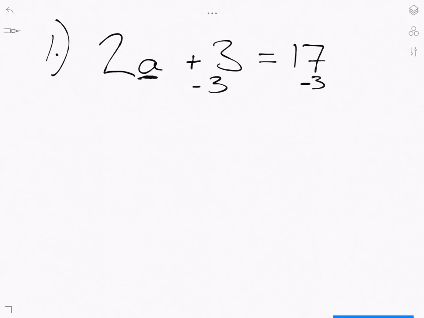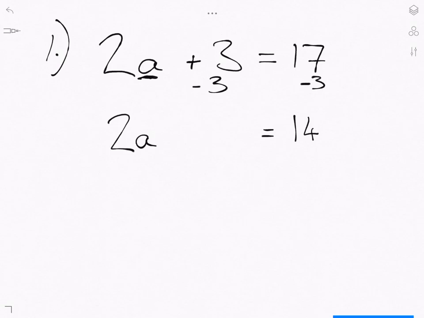Okay, so this plus 3 and this minus 3 becomes 0, because 3 take away 3 is 0. Okay, so we get just 2a left on this side. And on this side, 17 take away 3, 14. Now, we have 2 times this number a, whatever a is. 2 times a equals 14.